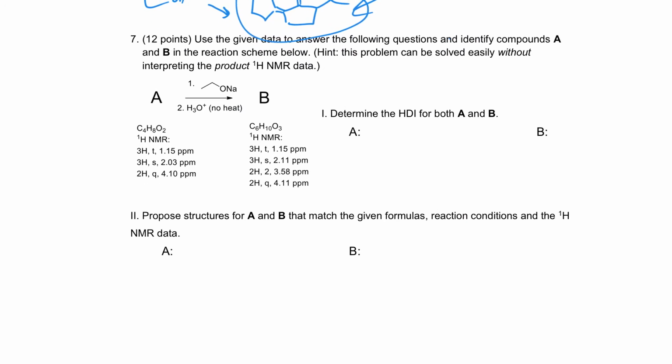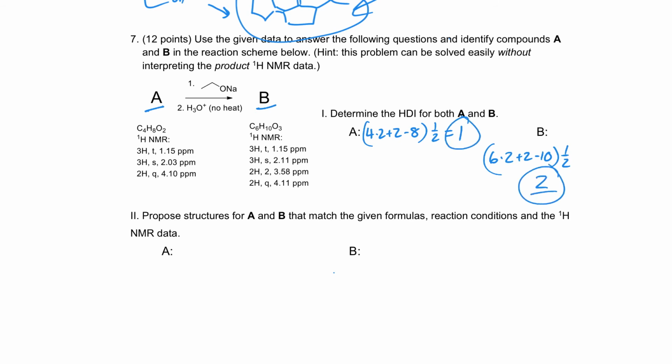Question 7. Gave you some NMR data and asked you a few questions about it. So our goal is to solve for A and B. We have a formula and we have a proton spectrum of both A and B. So the HDI for A: 4 carbons times 2 plus 2 minus 8 hydrogens, divided by 2, equals 1. For B there are 6 carbons times 2 plus 2 minus 10 hydrogens, divided by 2, is 2, I believe. So you got 4 points just for writing 1 and 2 in this paper here.